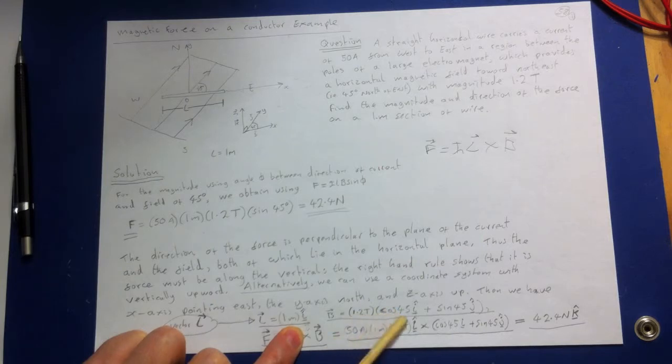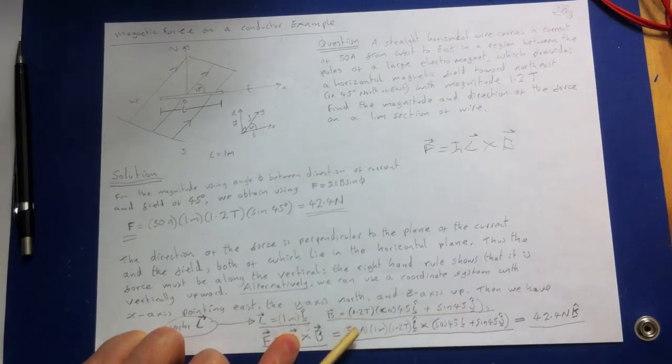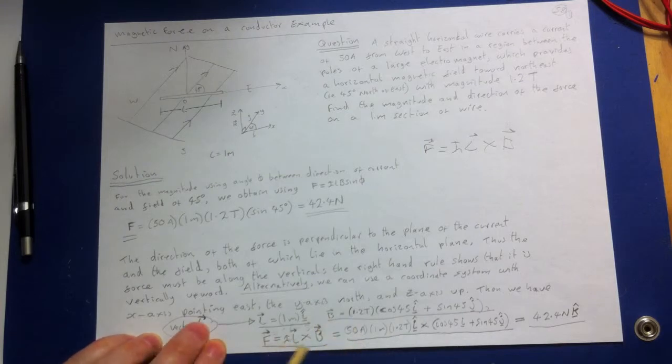So that's the component in the i direction, and then the component in the j direction is sine 45 times 1.2 T. So then we've got the B vector now, and so if we do IL cross B, with B and L, we can do the cross product.